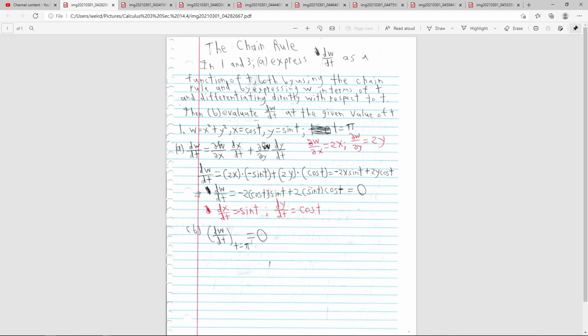So first we plug in these values, you get 2x times negative sine t plus 2y times cosine t, so it's negative 2x sine t plus 2y cosine t. Then we have to plug in x and y so we get it all in terms of t. That's what we want. So x equals cosine t, so you have negative 2 cosine t sine t plus 2 sine t cosine t. And look, they cancel out to 0. So it's just 0. And then part b is easy because dw/dt at t equals pi is equal to 0. It's going to be like that for any value you plug in, any value that can exist.